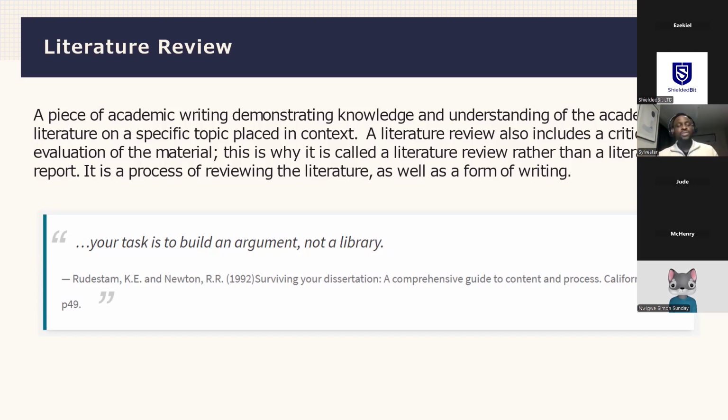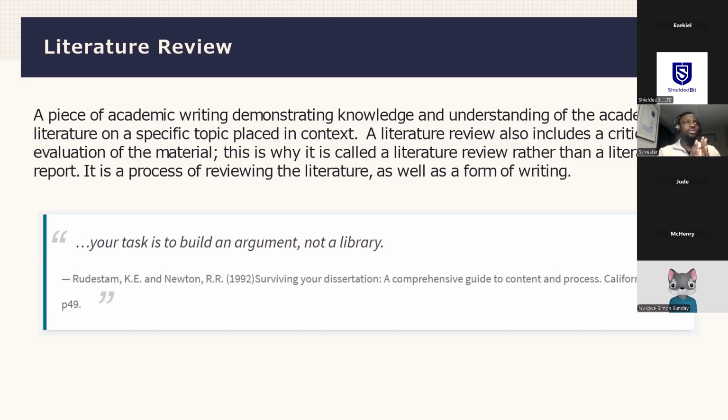It's not just about reporting author A said this, author B said this. It's a matter of author A said this, which is also in line with what author C said, but is in disagreement with what author D said. But across three of them, they all agree on this. Automatically, whoever is marking or reading your work knows that this person understands what they are saying.